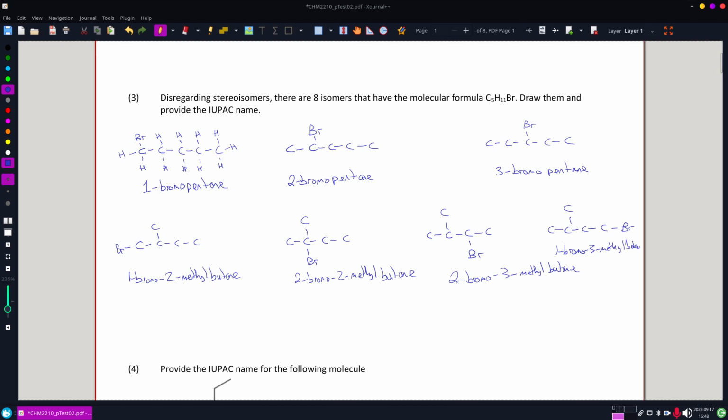And our final one must be 3 in a row with the extra carbons on the middle. Yep, and that would be it, because I'm just going to put a bromine there. It wouldn't matter which of those three other carbons, it'd give the same thing. So I have 1-bromo-2,2-dimethylpropane. And there are all 8 structures and names.